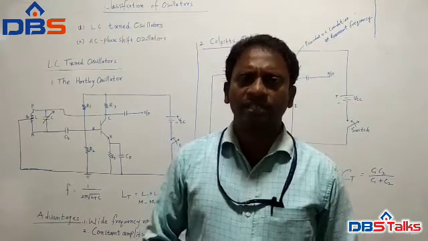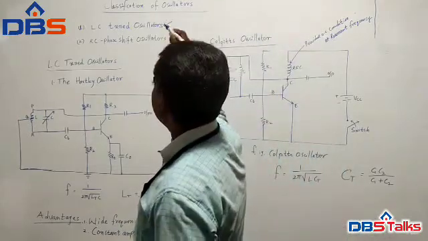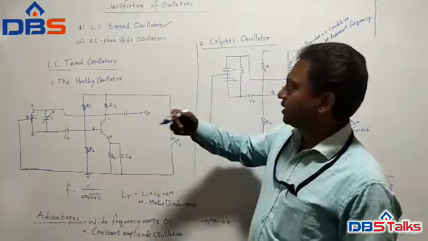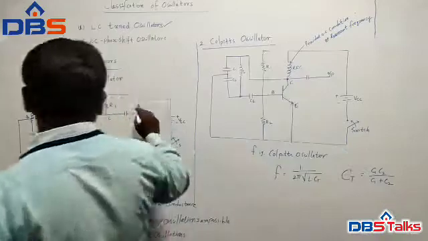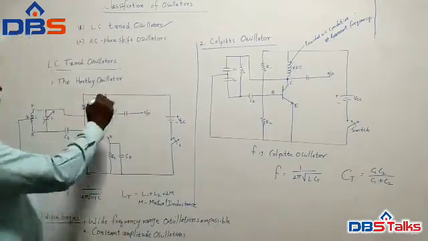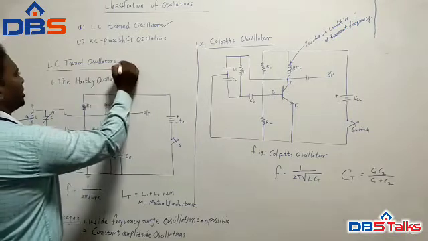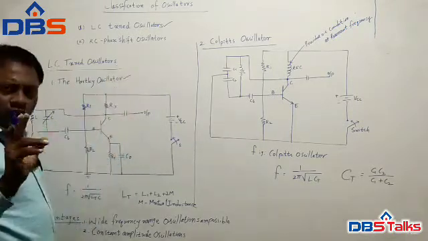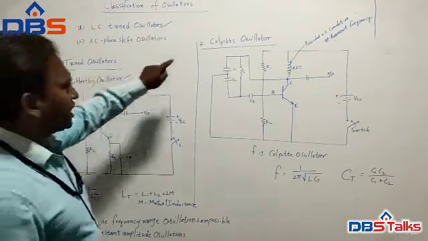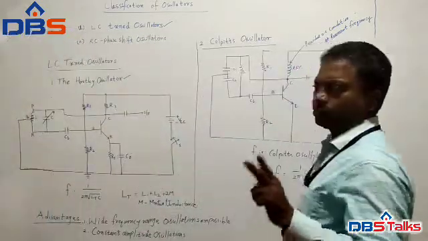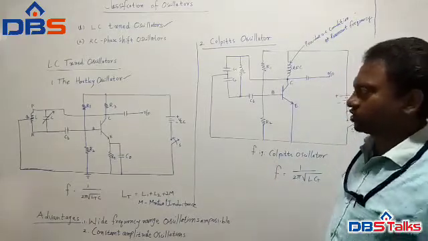Now first we will see LC tuned oscillators. First one is the LC tuned oscillators. Next one is the RC phase shift oscillators. Now, this is a circuit diagram of the Hartley oscillator. Under LC tuned oscillators we have two different types of oscillators. One is the Hartley oscillator. Second one is the Colpitt's oscillator.